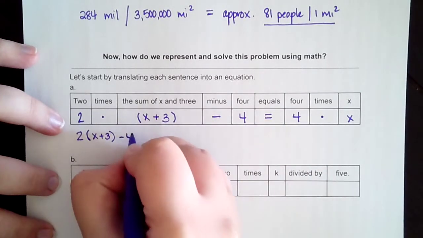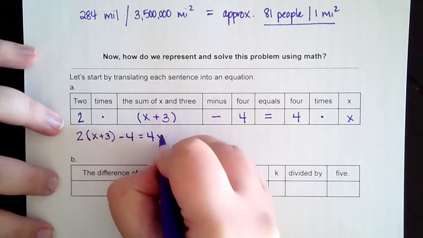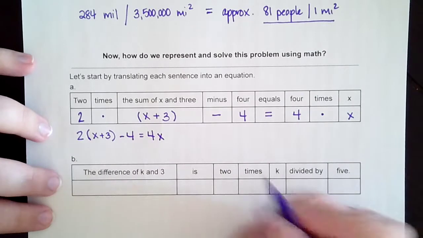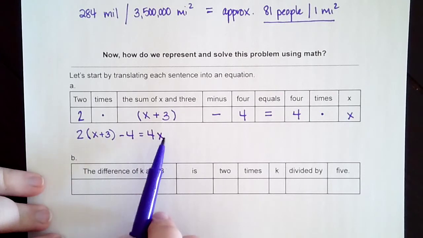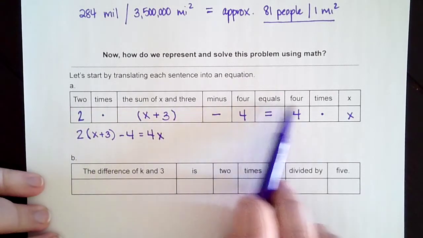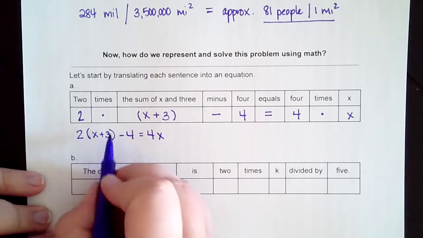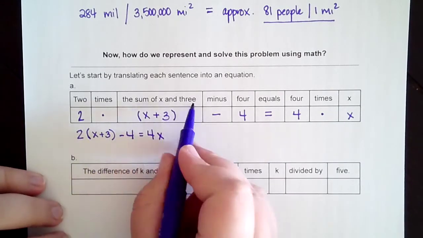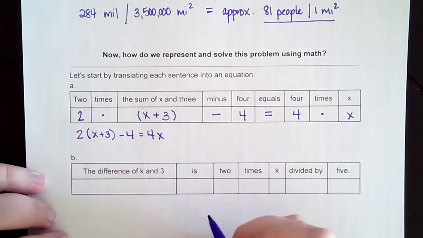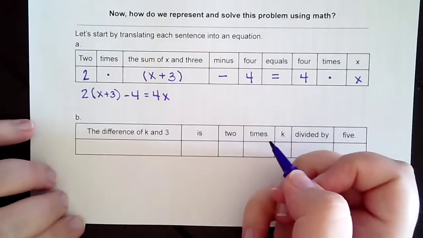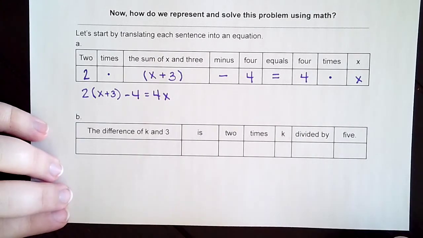Minus 4 equals 4 times X. And again, I could write 4 times X, but to cut back, I'm just going to do 4X. So notice, if we read this through, we should read the same sentence that we started off with. 2 times the sum of X plus 3. Notice we put those parentheses in there so that you read it that way. Minus 4 equals 4 times X. We got that one. You can pause the video here and try the next one on your own, or if you're not quite ready, we'll do the next one together.